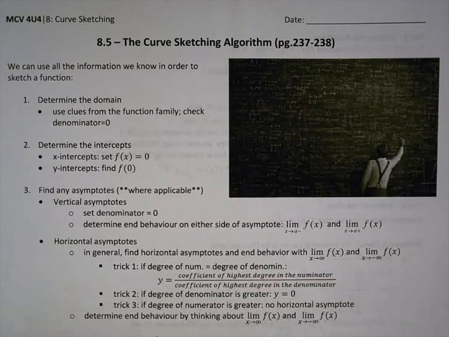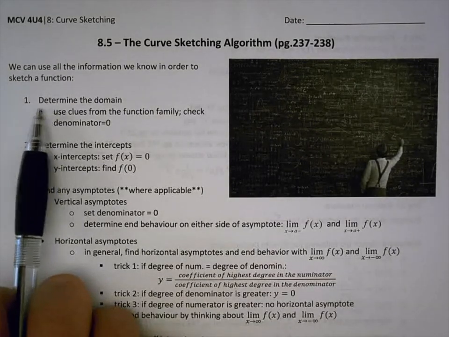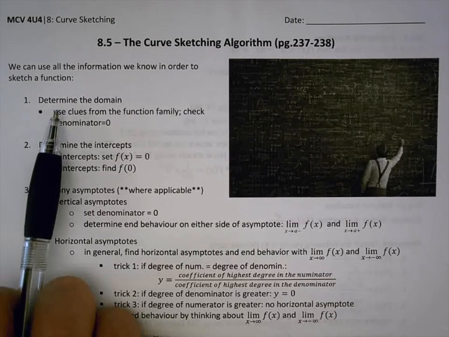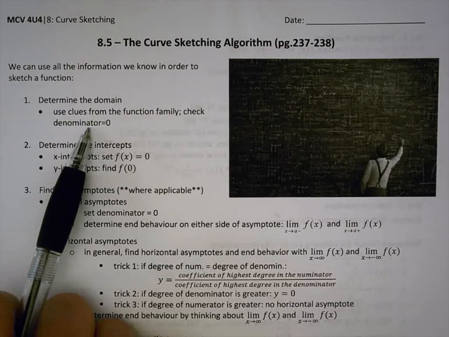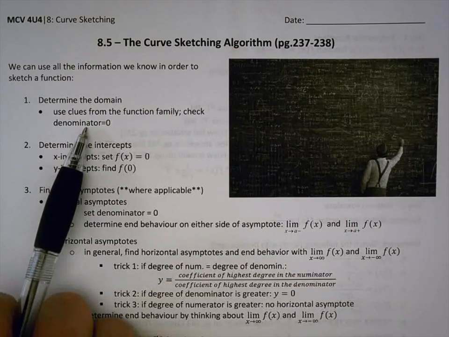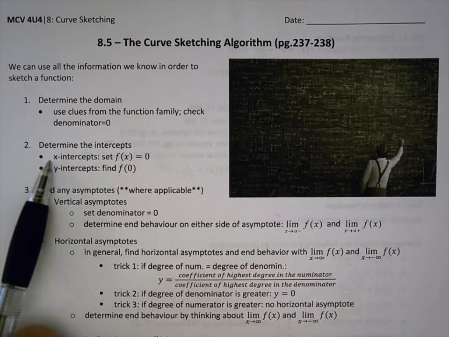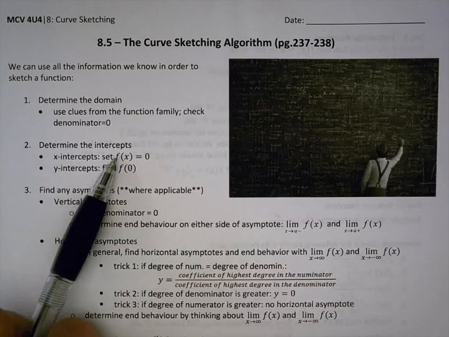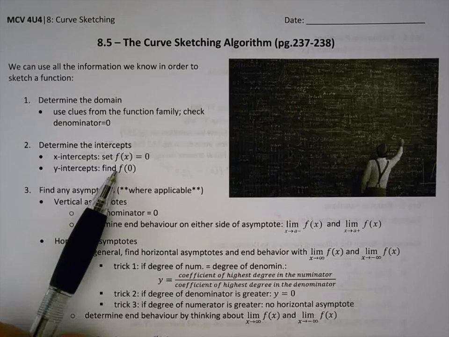When we give you a curve, the first thing you're going to do is the stuff that we learned before this course. So find the domain. You're going to try to use some clues from the function family, and look for places where the function does not exist by setting the denominator equal to 0. Then you're going to find the intercepts. Remember, for the x-intercepts, you set the function equal to 0, or you set y equal to 0. To find the y-intercepts, you set x equal to 0, or you sub in x.